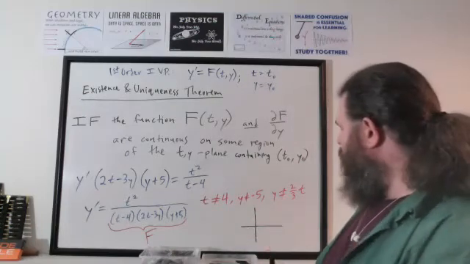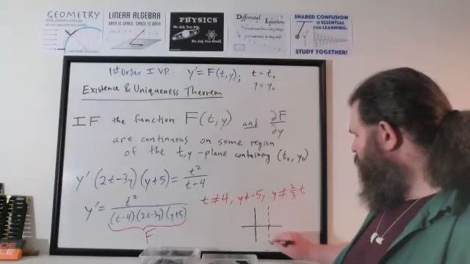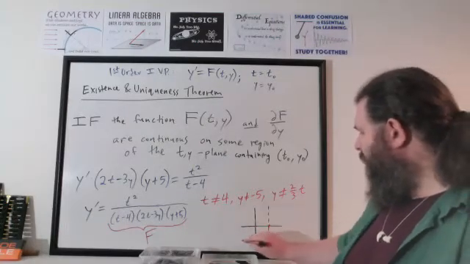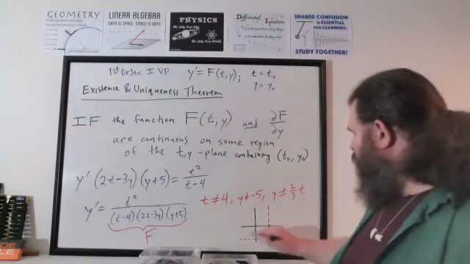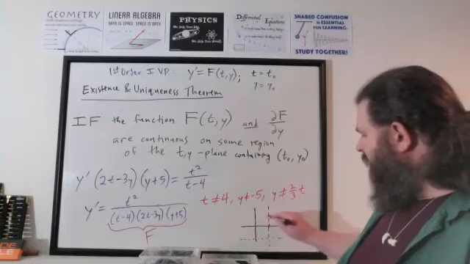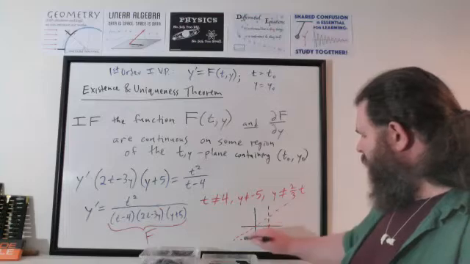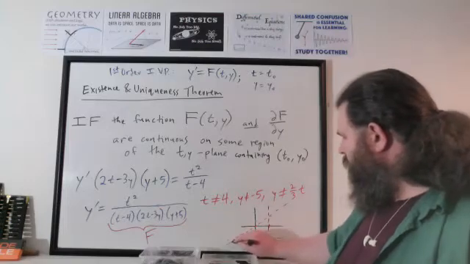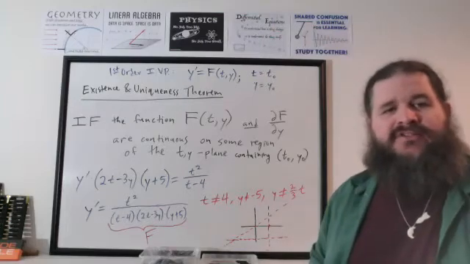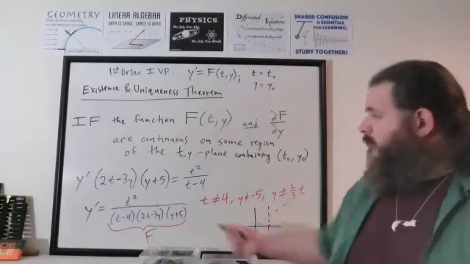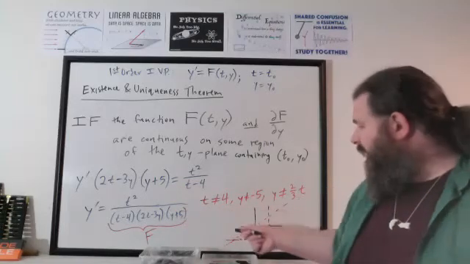we know t cannot be 4. That's going to be a forbidden vertical line. y cannot be -5. That's going to be a forbidden horizontal line. And also y cannot be 2/3 t. That's going to be a line through the origin that also cannot be crossed. So any of these red lines are borders that the function cannot cross, because those red lines form discontinuities in the original differential equation.